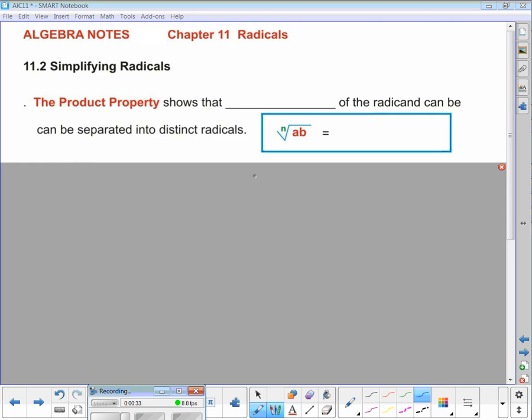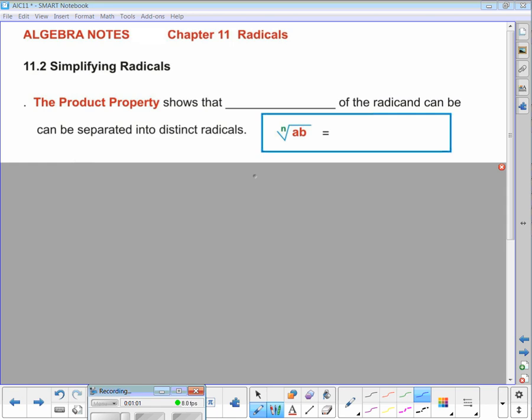So today's lesson on simplifying will affect you when you add radicals. It will affect you when you subtract radicals. It will affect you when you multiply radicals. It will affect you when you divide radicals. And it will affect you when you do radical equations. Pretty much everything with radicals, you have to understand the aspect of simplifying.